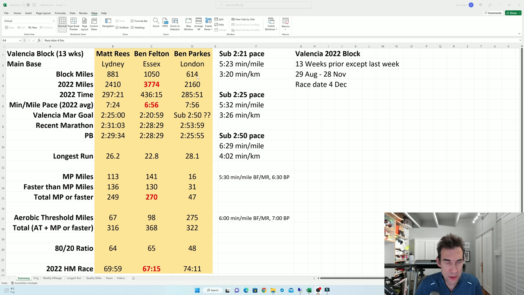Now Ben had run UTMB and had to pull out with an injury. And so his build up to Valencia has been somewhat less, I would say, than the other two. And Ben and Matt were both sort of racing shorter distances over the summer. Matt did some excellent 5K and 10K PBs late summer, then went straight into a 9 week block. And Ben was kind of doing similar. He did a half marathon PB in Copenhagen, 67 minutes, and then went straight into a 10 week block. Whereas Ben was basically just trying to get himself back into running, I would say.